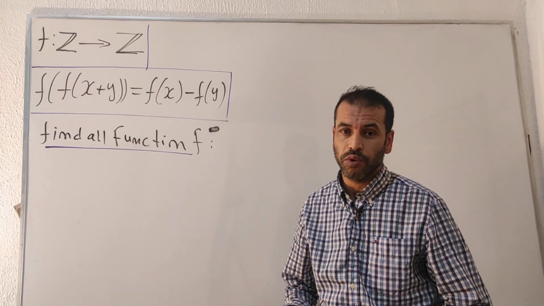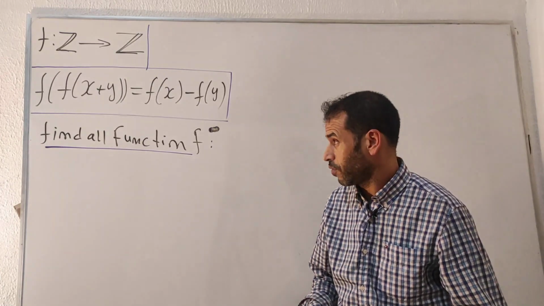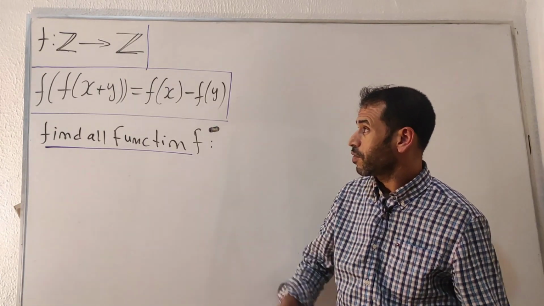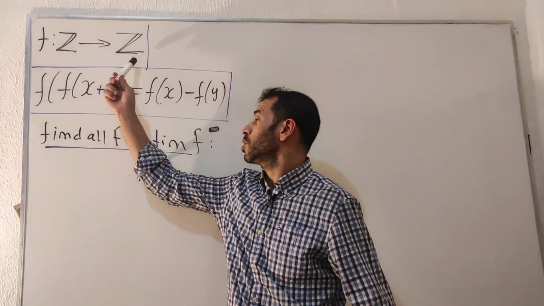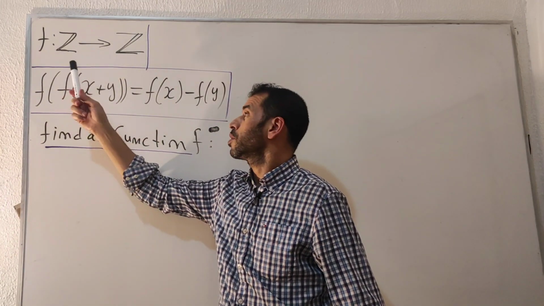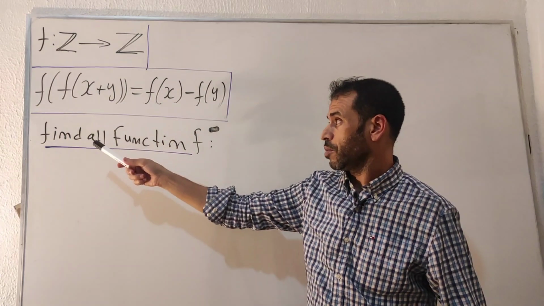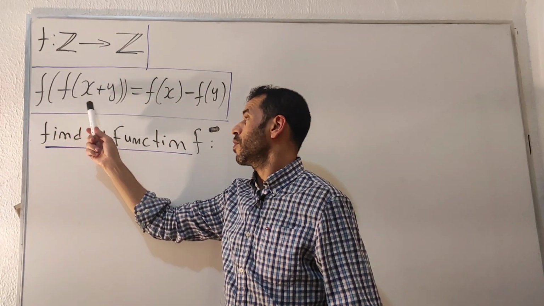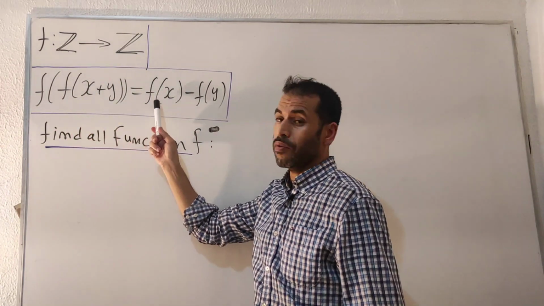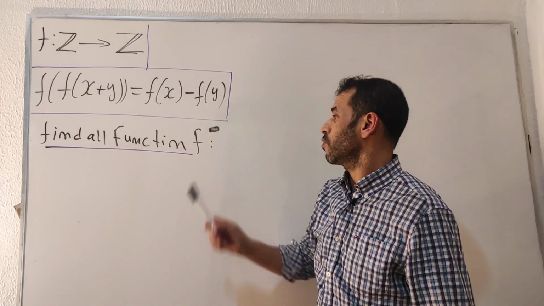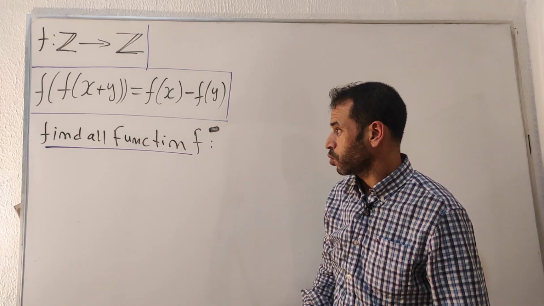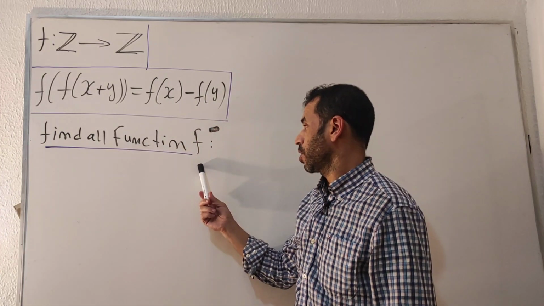In today's video, I have brought you a very nice problem regarding functional equation. Here is the following application. We have f from Z to Z, integer numbers, so we have this composite function. We have f of x plus y equals f of x minus f of y. So the question: we are going to find all functions f.